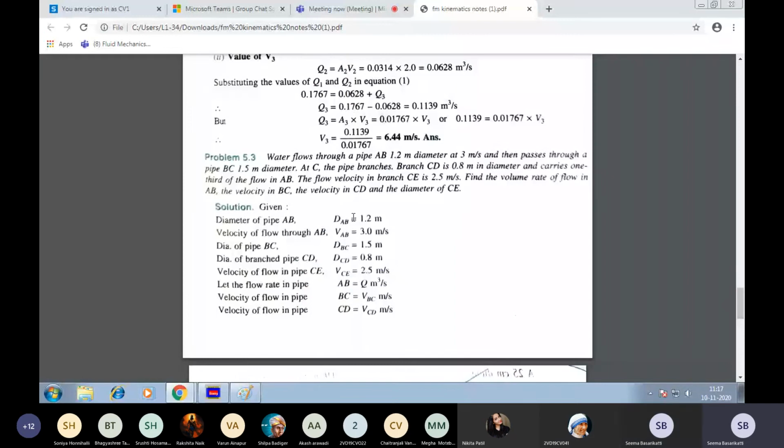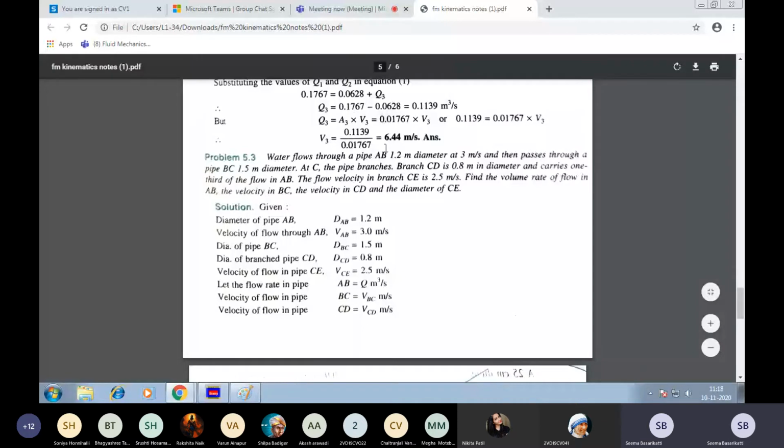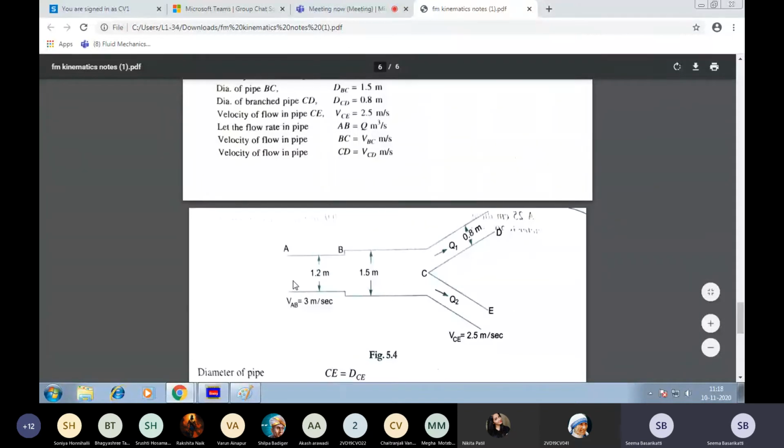Water flows through a pipe AB. The diameter of the pipe AB is 1.2 meter and the water flows with a velocity of 3 meter per second, and then passes through a pipe BC which is 1.5 meter in diameter. Here there is a diagram. The velocity of water is 3 meter per second up to a diameter of 1.2 meter. This pipe is again connected to another pipe with a diameter of 1.5 meter.